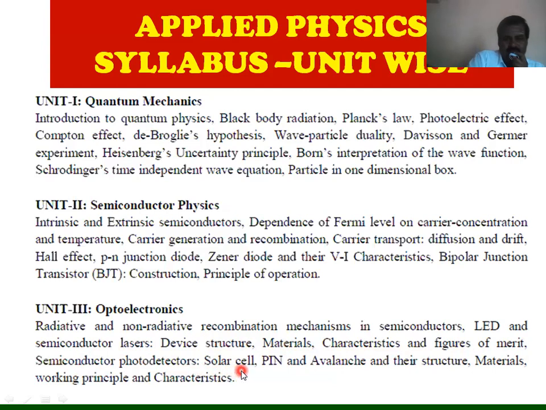Photodetectors, they are solar cell, PIN diode, avalanche photodiode, and their structures, materials, working principles, and characteristics. These are the contents of Unit 3 Optoelectronics. Now in detail, we will discuss these topics.